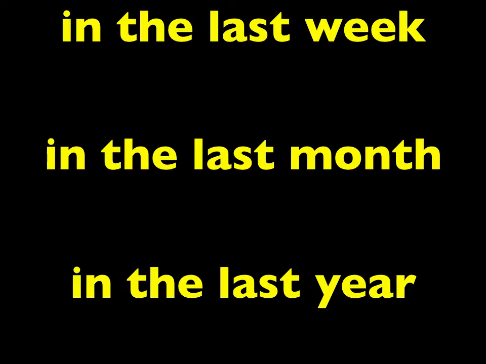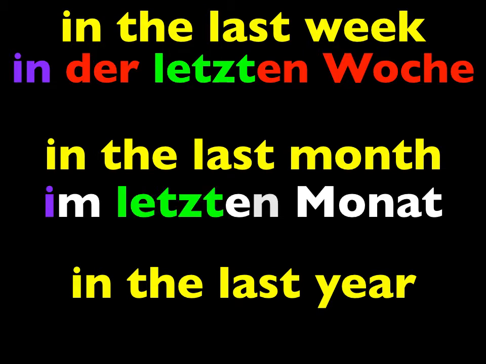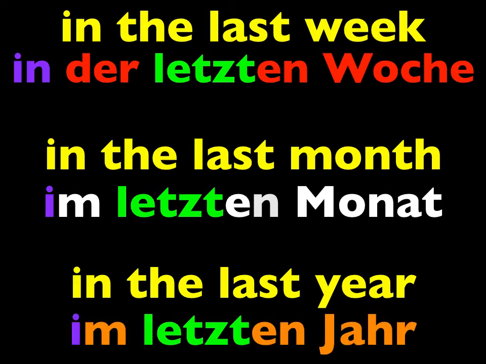And once again, I could say in the last week, in the last month, in the last year, so I'm going to need dative case again. It would be in der letzten Woche. Im letzten Monat, and im letzten Jahr. Repeat these after me. In der letzten Woche, im letzten Monat, im letzten Jahr. Notice in all three cases, the word letzt has a dative case adjectival ending. It's ending in an N, or in this case, EN, but it's still ending in an N.